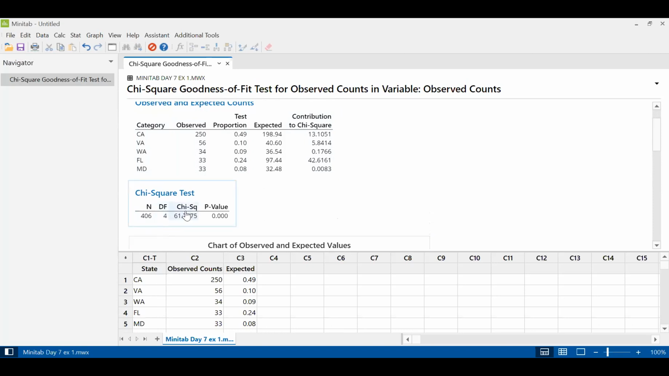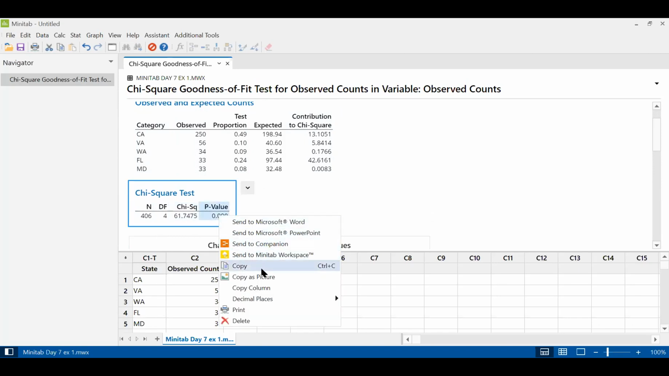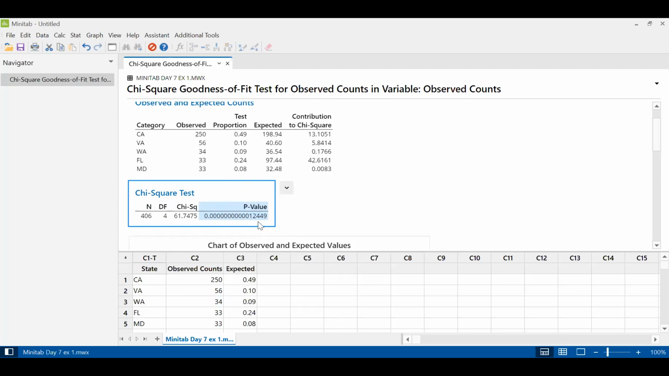Here's my sum of my chi-square. This is the value I'm going to report in my results. And look at my p-value. It's very small. It's not 0. It's just a really small number. I'm going to expand it so we can just see that. Wow, it's real small. Okay, so just so we can see that.